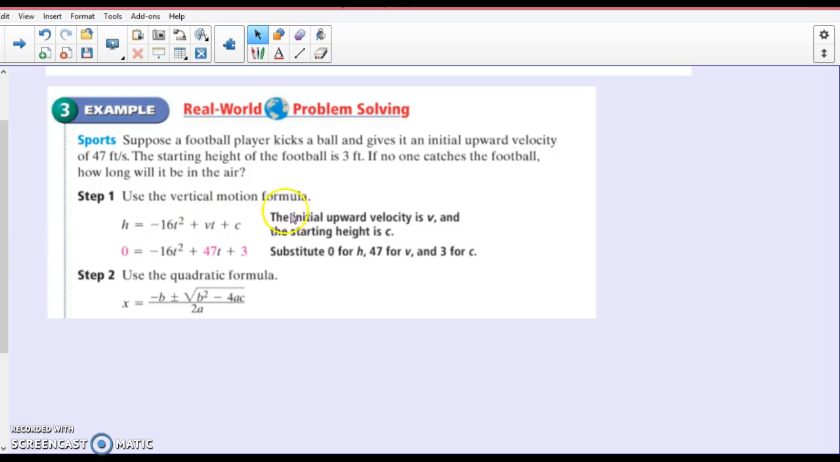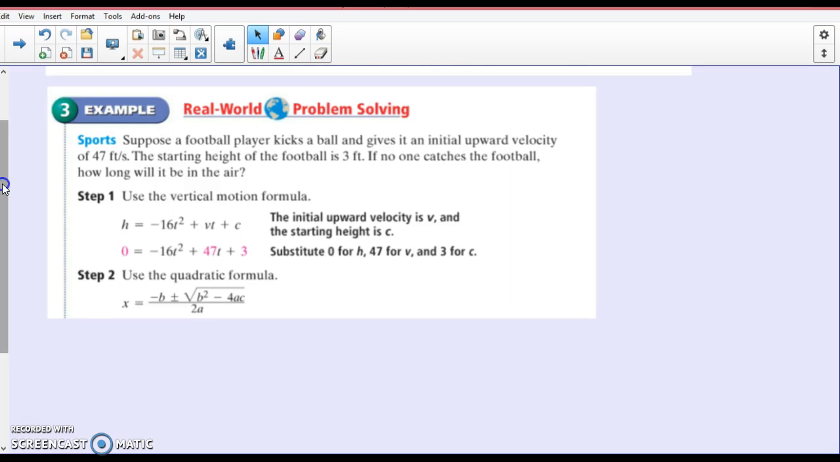You are going to use the vertical motion formula, which, if I gave you this on a test, I would give you this one. Okay, I'm not going to expect you to know this. But look at what this says. The initial upward velocity is v. And the starting height is c. H is height, T is time.